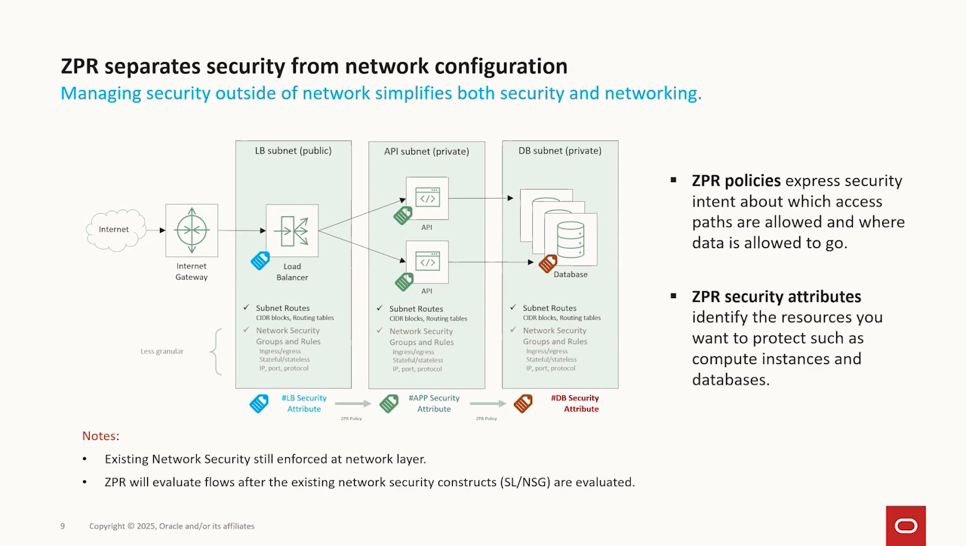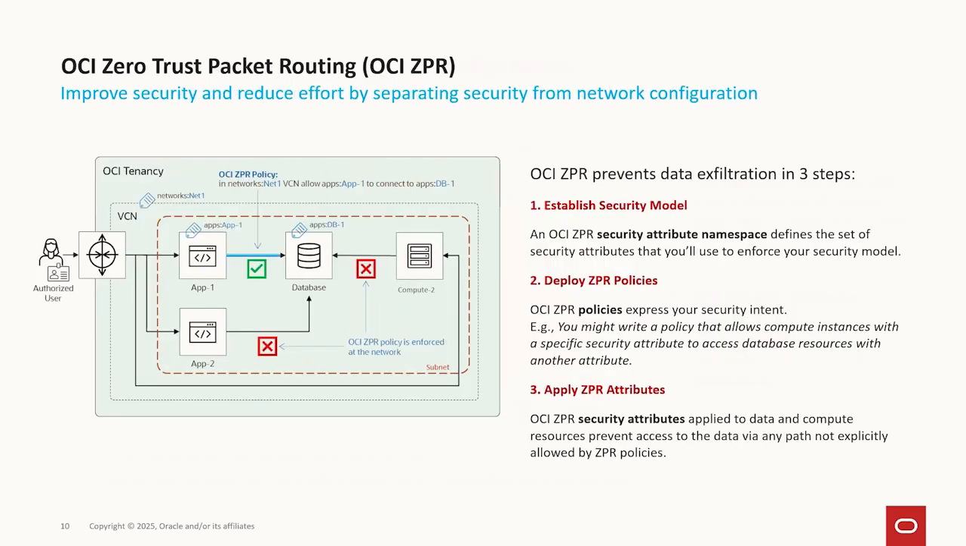So you can see now that the existing network security in terms of routing and some of the less granular network security rules are still enforced at the network layer. They're still taking effect, but I'm overlaying on top of that a Zipper layer that will evaluate the flows after the existing network security contracts have been evaluated. Now let's see a similar type of setup, but different in the sense that I'm starting from scratch using Zipper.